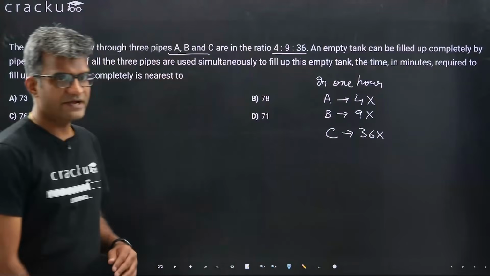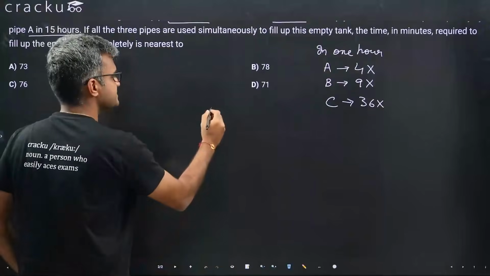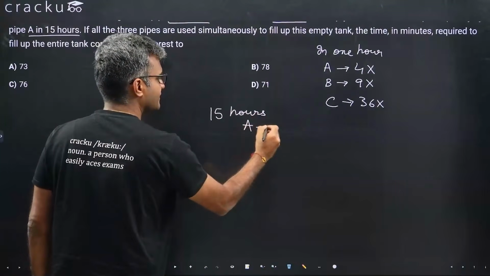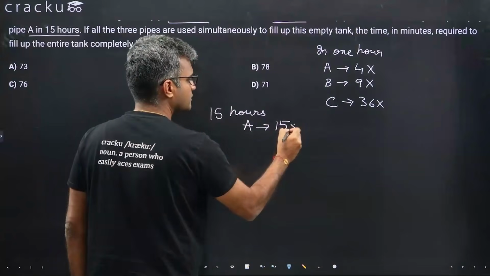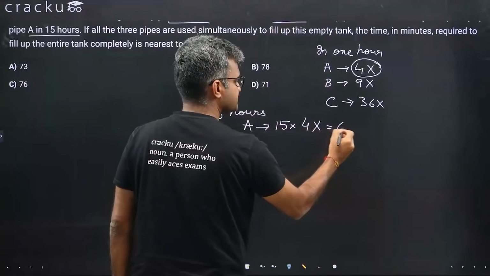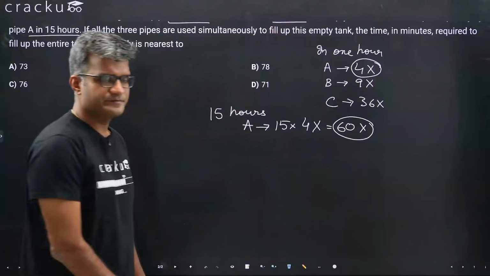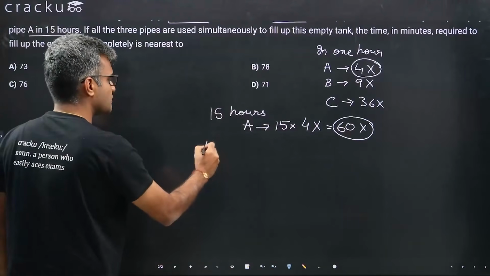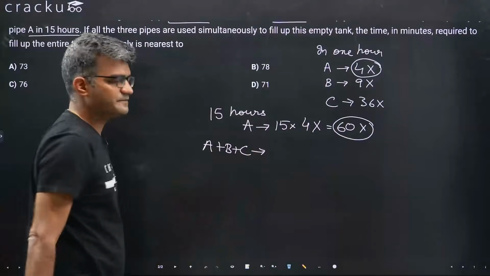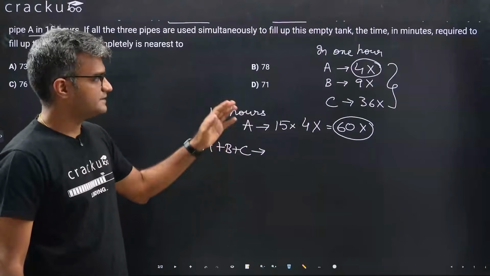Now there is an empty tank that can be completely filled by A in 15 hours. So in 15 hours, the amount of water filled by A will be 15 into 4x, which is equal to 60x liters. This is the volume of the empty tank. If all the 3 pipes are open, if A, B and C are open, how much water is filled in 1 hour? In 1 hour, the amount of water filled will be 4x plus 9x plus 36x. That sum will be 49x.